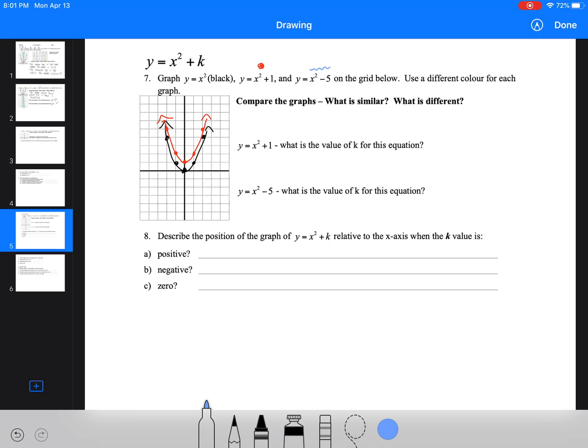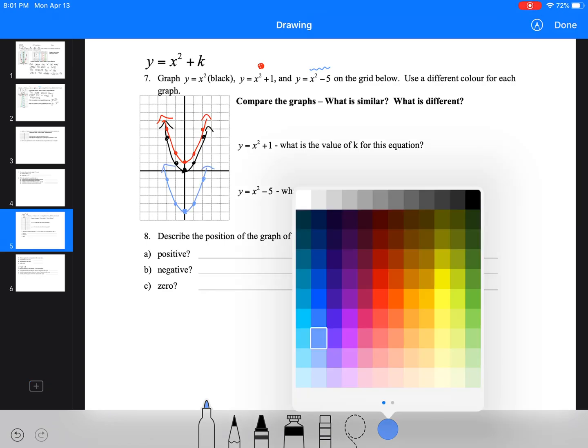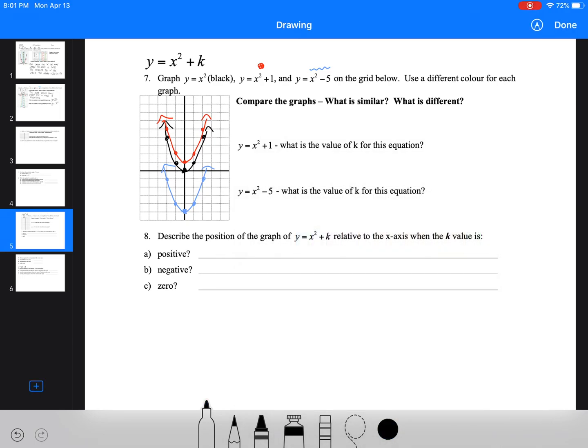This one is x squared minus 5. Well, what we're doing is we're taking 5 away. 1, 2, 3, 4, 5. We're taking 5 away from each point. So this one's moved down 5. So the k value, now I'm going to just write this as one kind of big thing here. The k value moves the graph up or down. So the k value in this equation is positive 1. K value in this equation is negative 5. It moves the graph up or down. If it's positive, it goes up. If it's negative, it goes down.